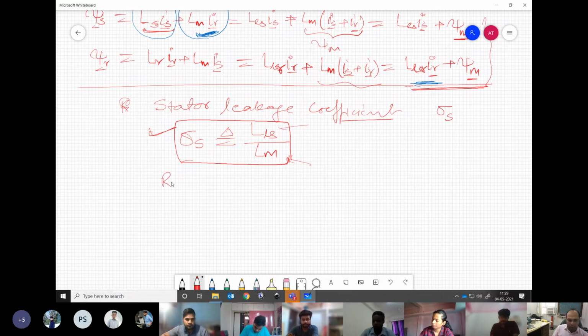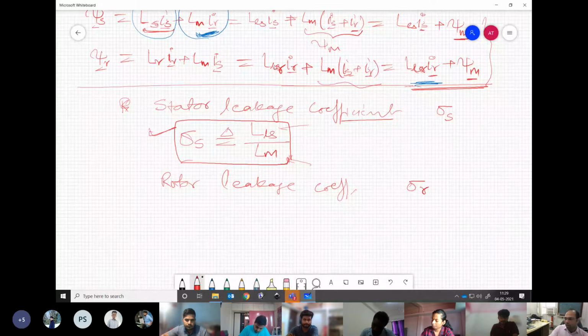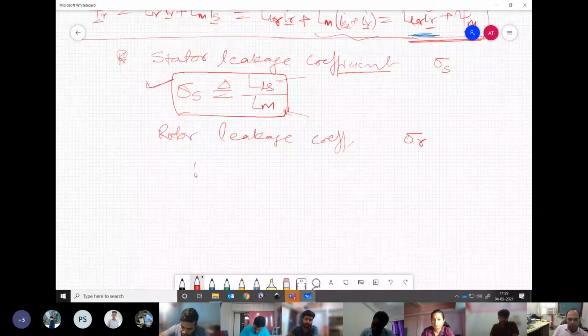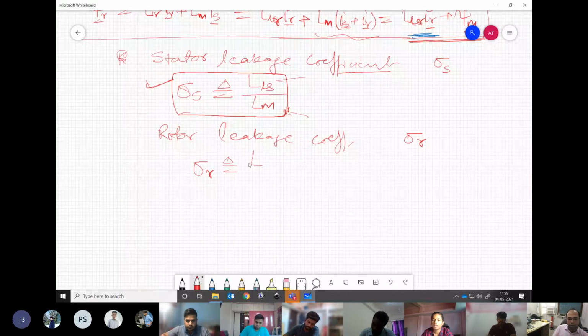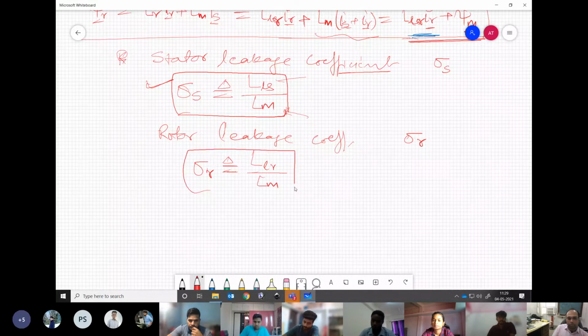Clear? Similarly, we can also define rotor leakage coefficient. Let's say sigma r. So then sigma r would be what? LLR upon LM. LLR divided by LM. Understanding my point? So the definition says what is the percentage of magnetizing inductance that is defined as leakage, or how much is the leakage in terms of the magnetizing inductance. We are defining a relative term.